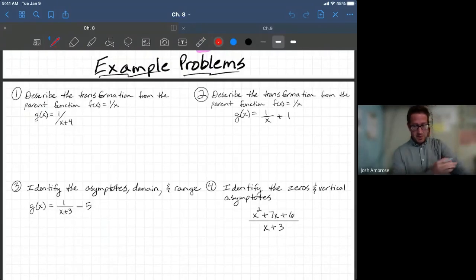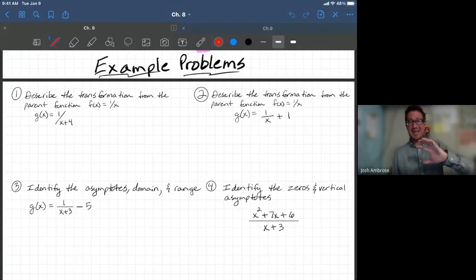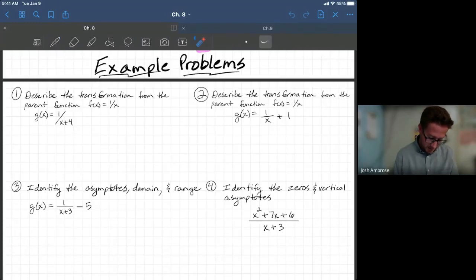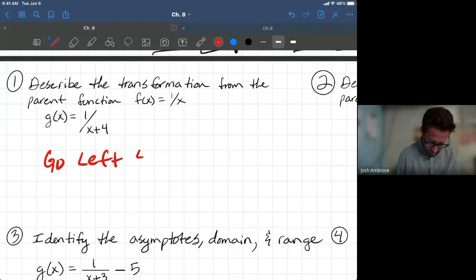For a transformation, the parent function, as was stated, is always 1 over x. What if we're just dealing with this guy right here? So notice it's with the x. We know it's going to be a horizontal translation. Okay, so this is going to be a horizontal translation, and it's the opposite of always what's given. So notice that this says +4. So that means we're actually going to go left 4 times.